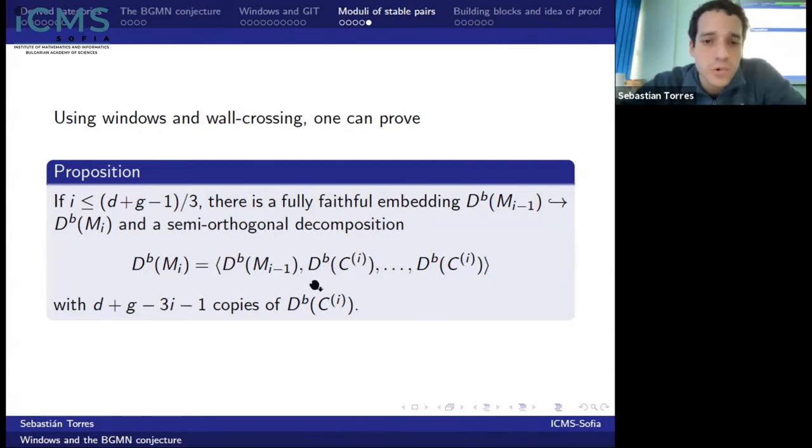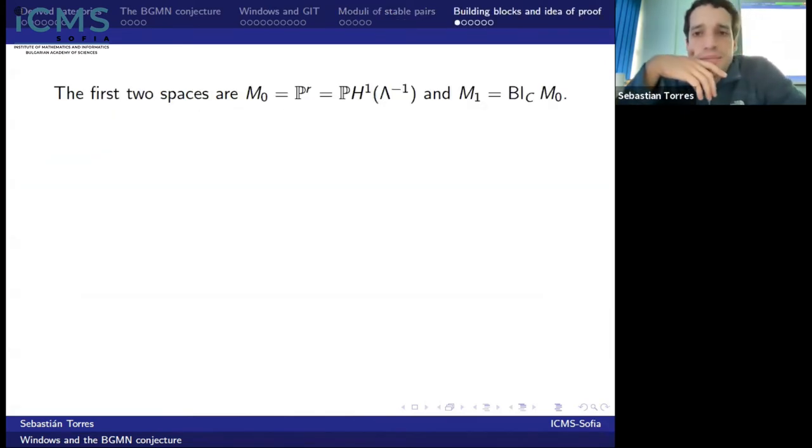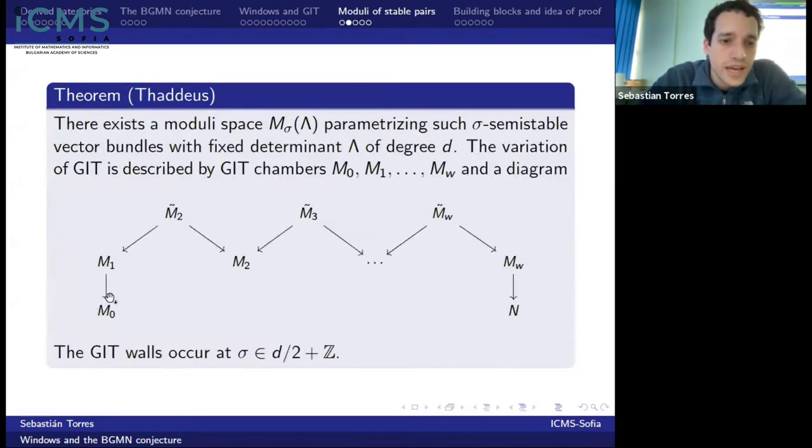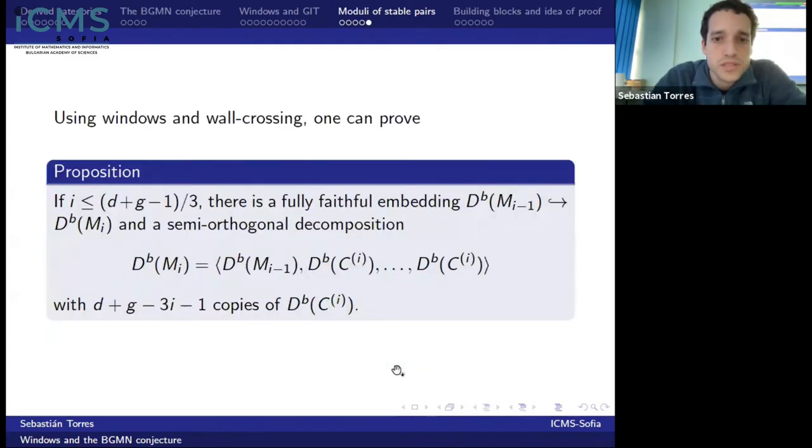So actually, I won't use these blocks directly, but I will want to think of this embedding. So the derived category of one of them is embedded into the next one. Well, let me take you back to this diagram. I said that this is a projective space. This is a blow up. So let me just say that again.